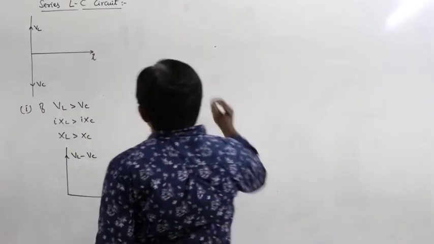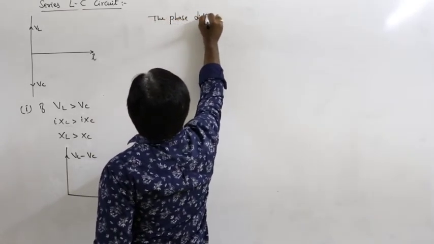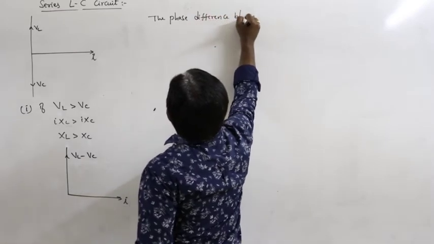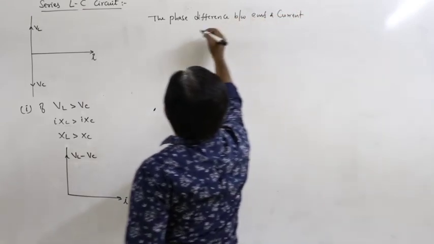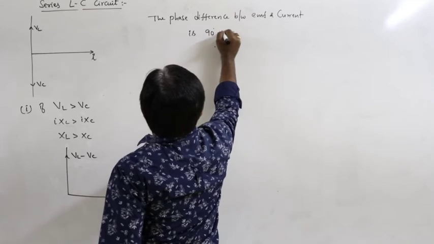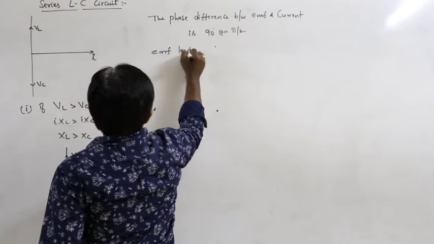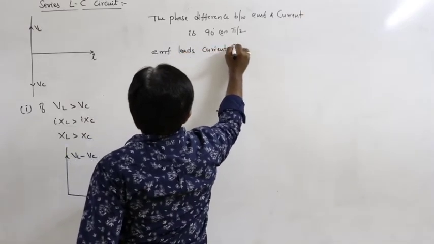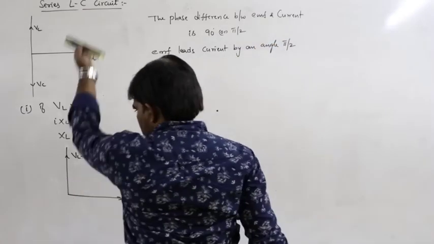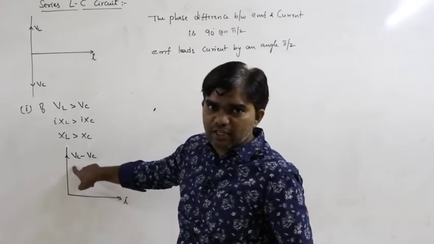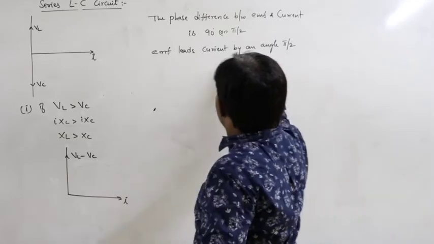Now here, in this situation, the phase difference between EMF and current is 90 degrees or pi by 2. So that means EMF leads current by an angle pi by 2, because the net potential is represented along the positive y axis. So that is why the EMF leads current by an angle pi by 2.